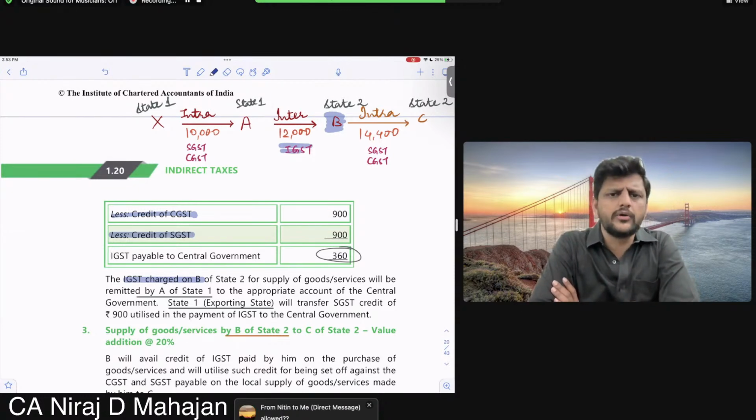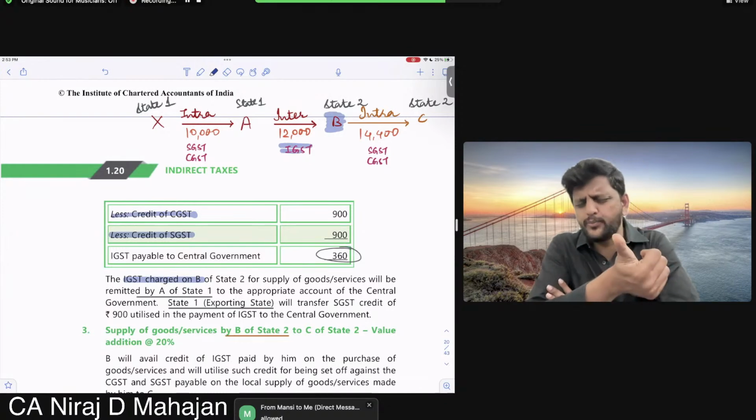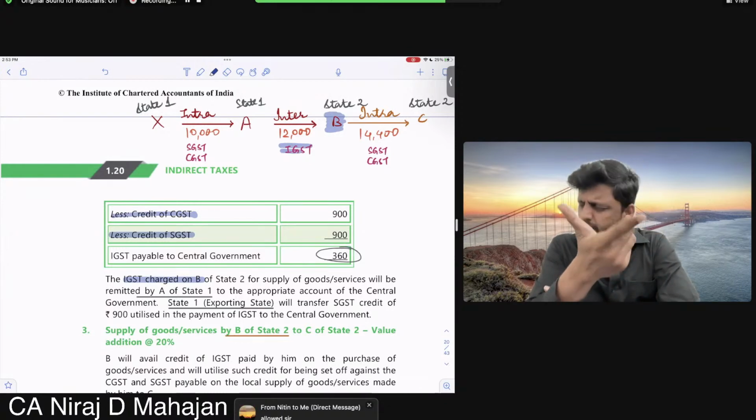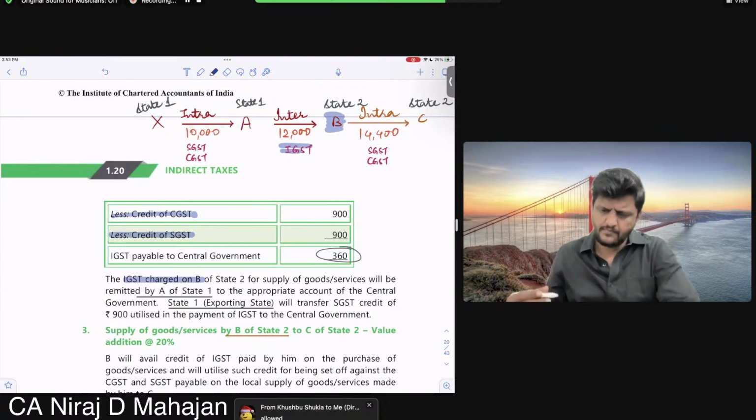Look in your notebook, children. That is the first thing which you have written. ITC of IGST is allowed for IGST output, CGST output as well as SGST output. Yes, it is allowed. Correct?